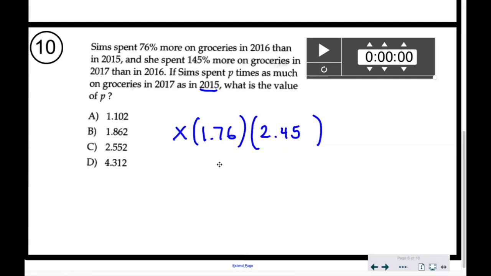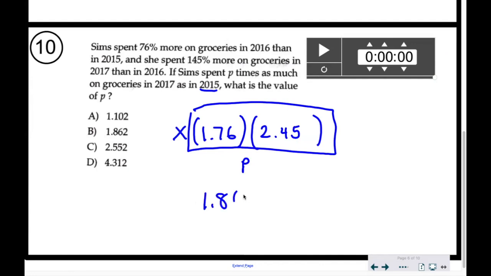And if Sim spent P times as much on groceries in 2017 as in 2015, then whatever we're multiplying by overall is P, and that's just these two multiplied together. So this part here is like P. So all we have to do is multiply them together, and you will get 1.862. So the amount that she spent in 2015 in the end gets multiplied by 1.862. So that's why the answer is B.